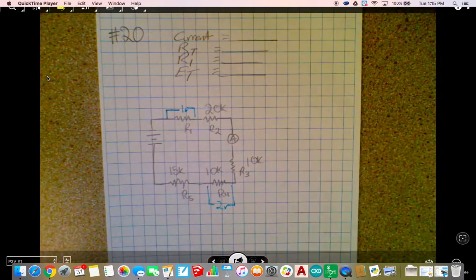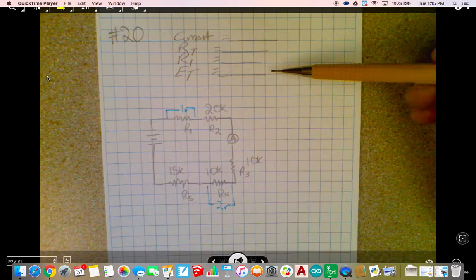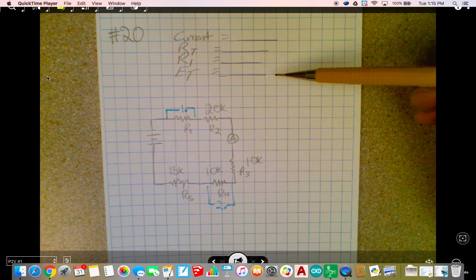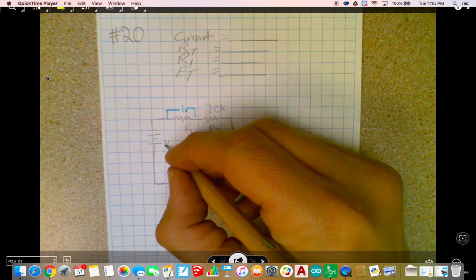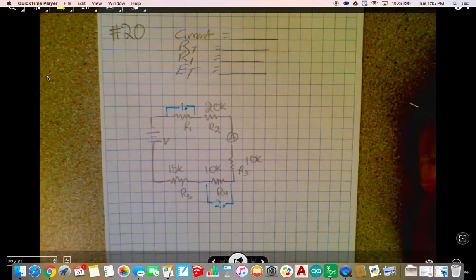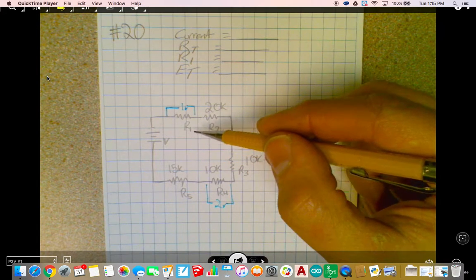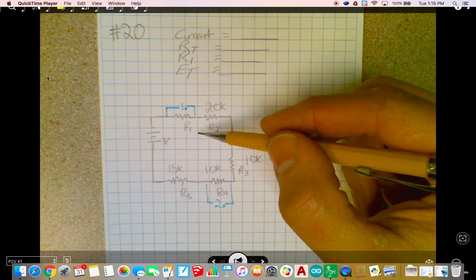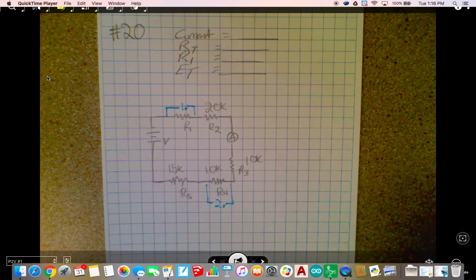Hey there. All right, number 20 is looking for four things. So it's looking for your total current or your amps, your total resistance, the value of R1, and the voltage total. Okay? So it's a four answer kind of question. So I don't have amps, I don't have volts, and I don't have R1. Okay? So I really don't have a lot to work with here.